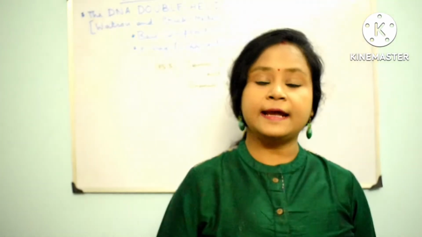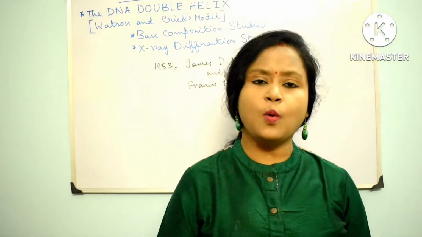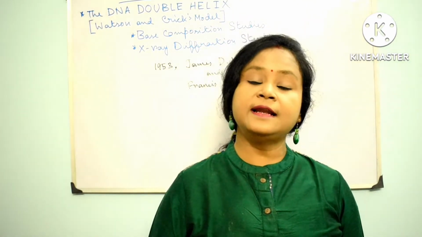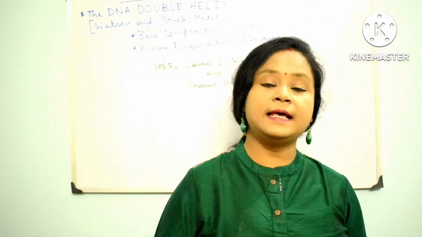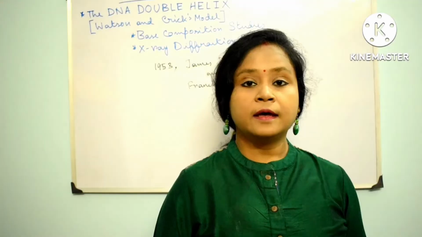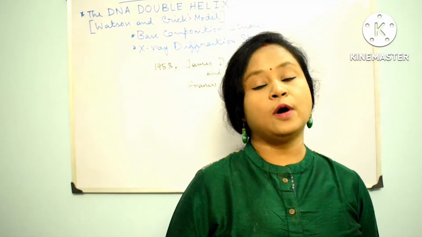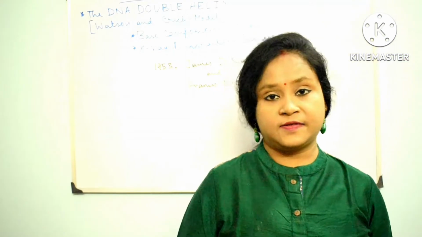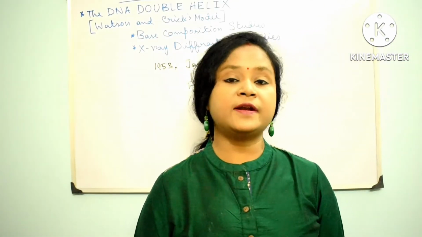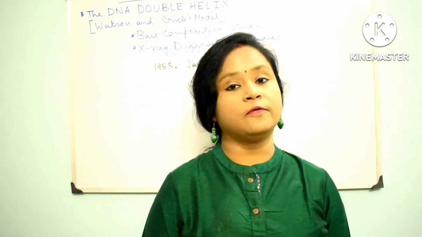The model they devised, which fit all the known data on the composition of the DNA molecule, is the now famous DNA double helix model. At the time of Watson and Crick's work, DNA was known to be composed of nucleotides, but it was not known how the nucleotides form the structure of DNA.